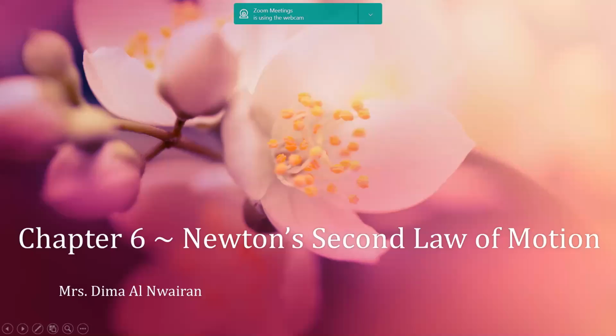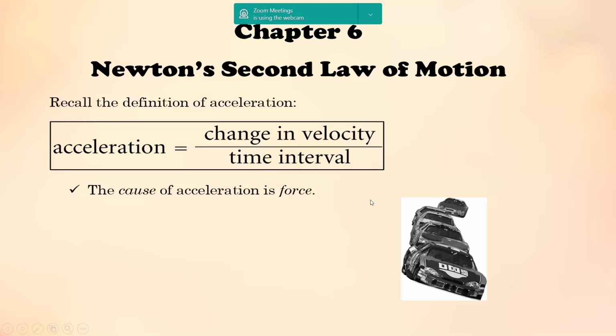Second law of motion. Now, all of us know the definition of acceleration. That is the change in velocity during the time interval. This is the acceleration, delta v over t. Now, what is the cause of that? Who makes the acceleration? Who makes the object accelerate?